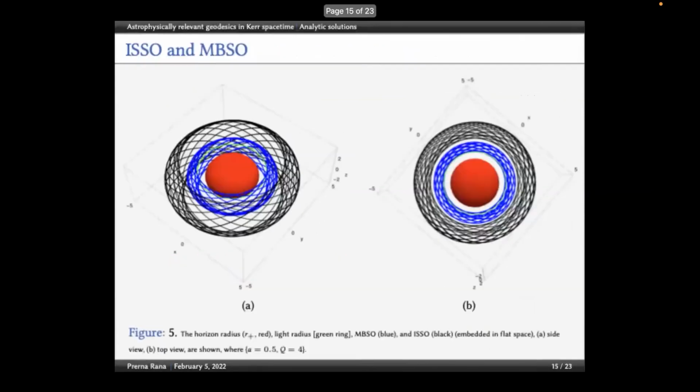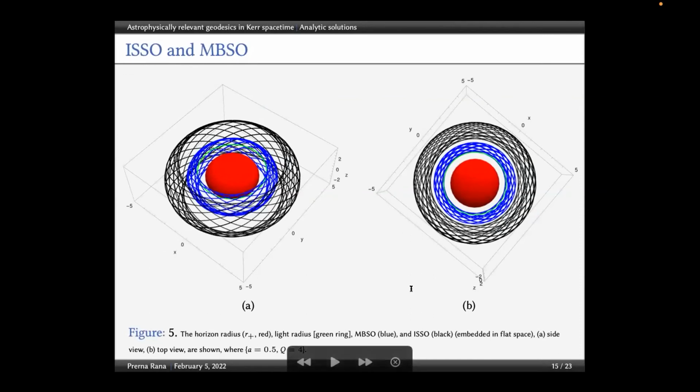Now, these special radii can be shown in this form. Here the red region is the horizon, and I have shown the ISSO, which is the innermost stable spherical orbit, in black, and the blue is the marginally bound spherical orbit. And these are the important radii in Kerr spacetime.